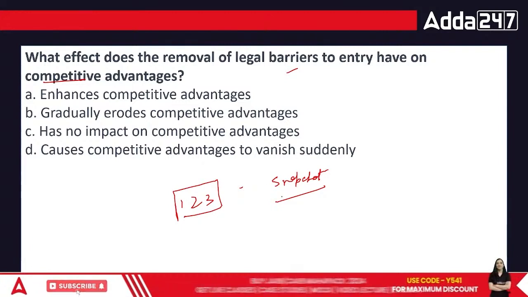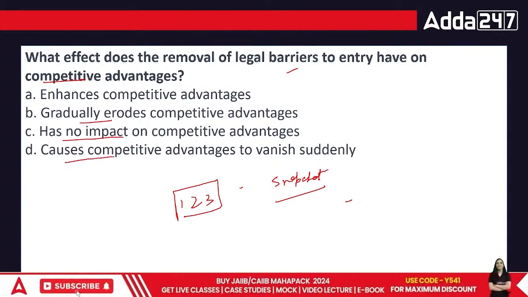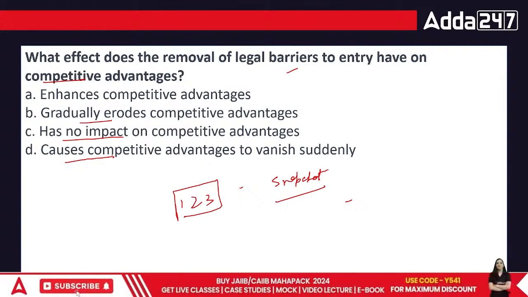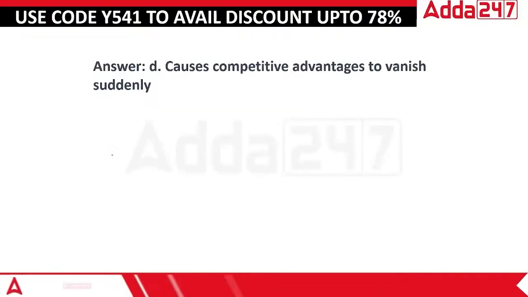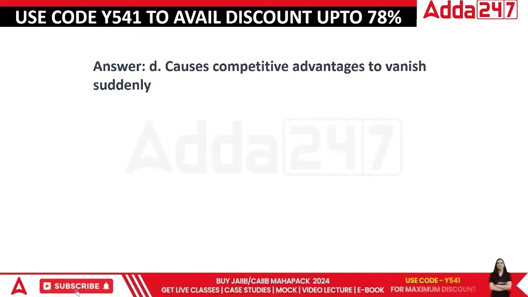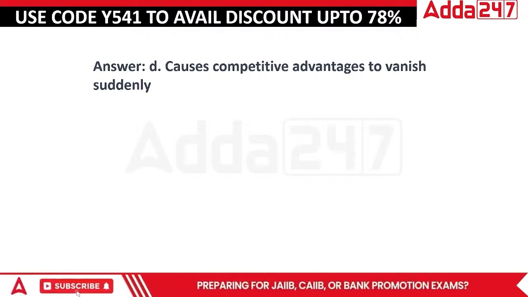True, enhances the competitive advantage, gradually erodes competitive advantage, has no impact on competitive advantage, causes competitive advantage to vanish suddenly. Now that was the area of patent which they have. What effect does the removal of legal barriers to entry have? If you remove the legal barrier, you will lose your legal benefits. If they didn't have the patent benefit, then what would have happened? Without the patent benefit, they would have faced a lot of problems.